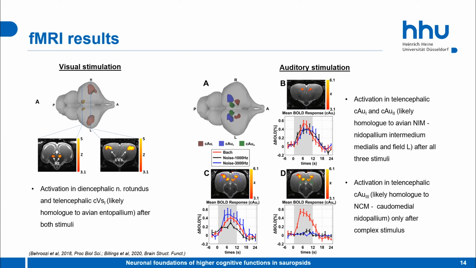So it looks like this organization principle is already or was already present in crocodilians, and therefore likely present 240 million years ago.